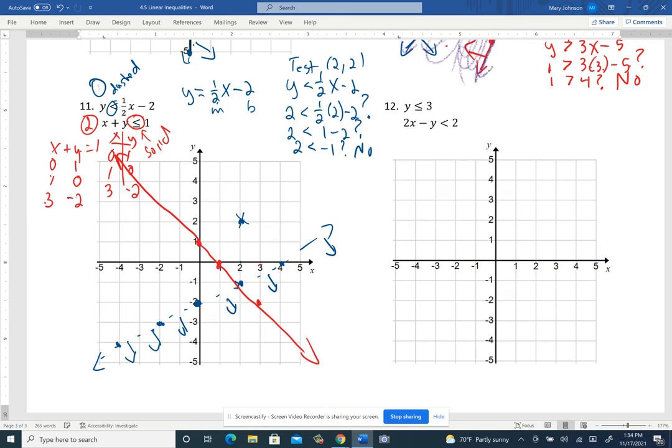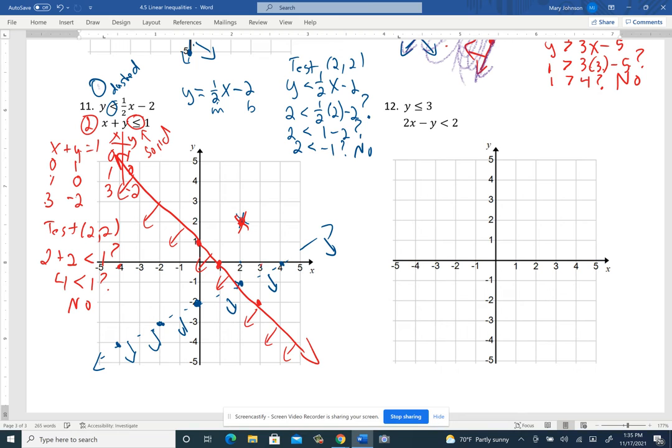And then I need to decide how to shade. I might use that 2, 2 again because it works for that line also. So now I'm going to test a point. It doesn't have to be the same, but 2, 2 was easy to use. So let me try it. If I put a 2 in for x and y into that inequality, x plus y less than 1, I would have 4. And 4 less than 1 is a no, not true. So that does not work for the red line either. So that means I have to shade away from it. You get that idea? Beginning to understand?